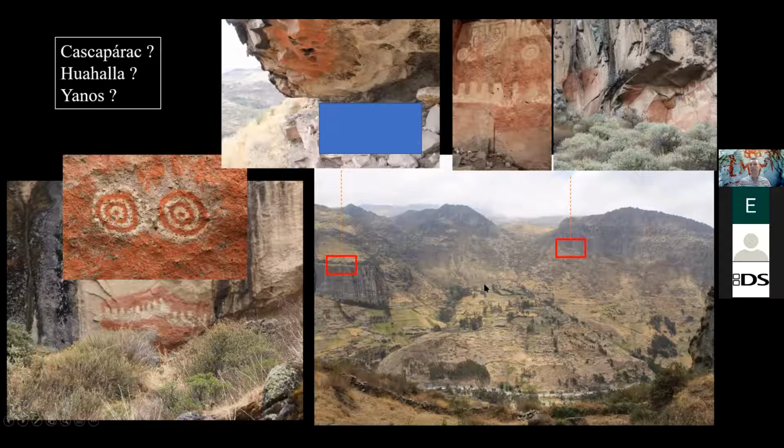And so we see different imagery here, all right? We see the circle and dot motifs and other types of images. Now, are these the markings of the other Ayus of Cascaparak, of Wayaya, or Llanos? Possibly, but more research is needed for that.